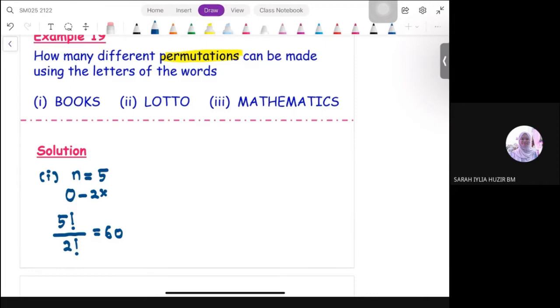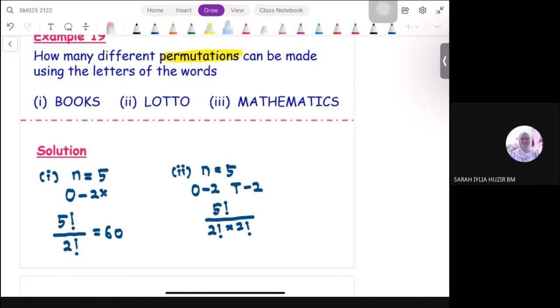Okay, kita try once again. For the second one, we have word lotto. So our option is still 5. But then now, O happen twice and then T also occur twice. Ada 2 huruf yang berulang. Okay, so our arrangement now would be 5 factorial divided by 2 factorial times with 2 factorial. Factorial yang pertama, 2 factorial pertama for O. 2 factorial yang kedua untuk T.